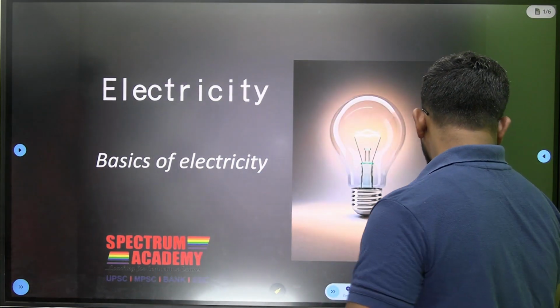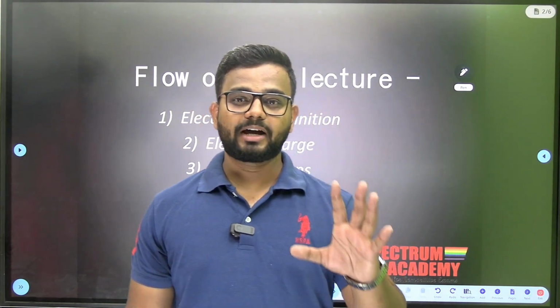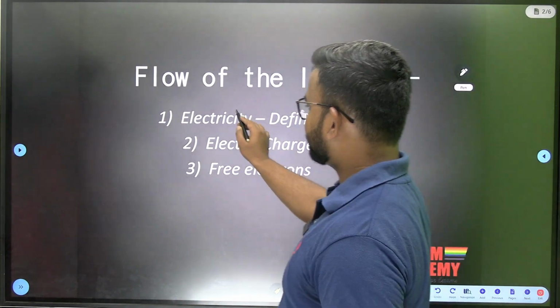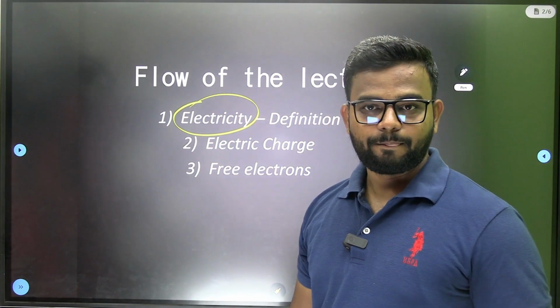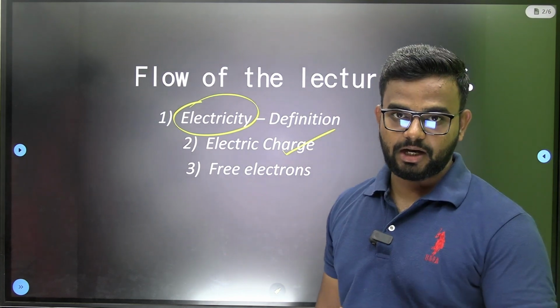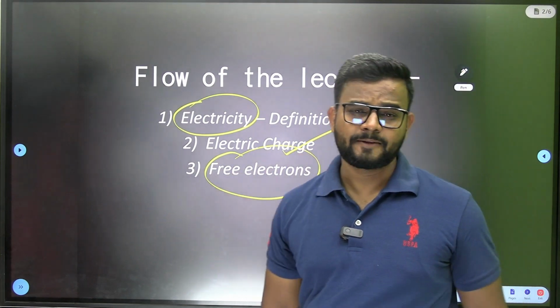So people, initially, let me quickly tell you the flow of our whole series. Initially, we are going to discuss the definition of electricity. Then we'll try to understand what is the concept of electric charge. And then we'll try and understand the concept of free electrons.